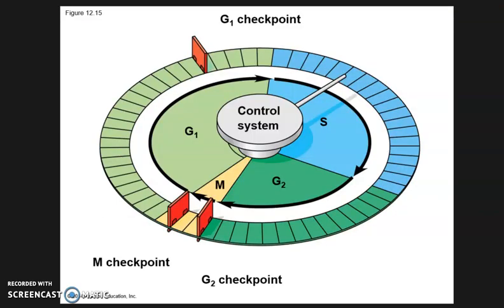Three major checkpoints are found at the G1, G2, and M phases. For many cells, the G1 checkpoint, the restriction point in mammalian cells, is the most important. If the cell receives a go-ahead signal at the G1 checkpoint, it usually completes the cell cycle and divides. If the cell does not receive the go-ahead signal, it will exit the cell cycle and switch to a non-dividing state, or the G0 phase.